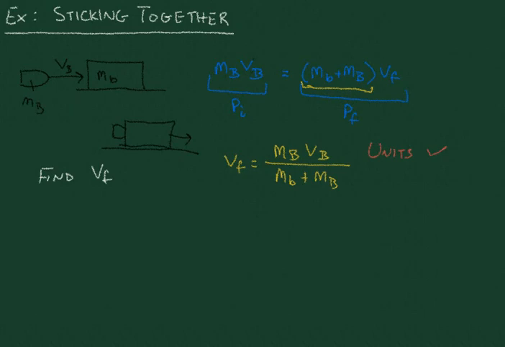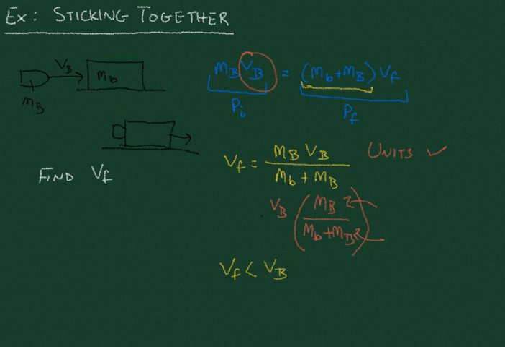So initially we have a velocity of the bullet. Our final velocity is the velocity of the bullet times the mass of the bullet over the mass of the block plus the mass of the bullet. And we look at this fraction and we see that the denominator is bigger than the numerator. So that means that this is going to be something less than 1. So in other words, this is telling us that our final velocity is less than the initial velocity.